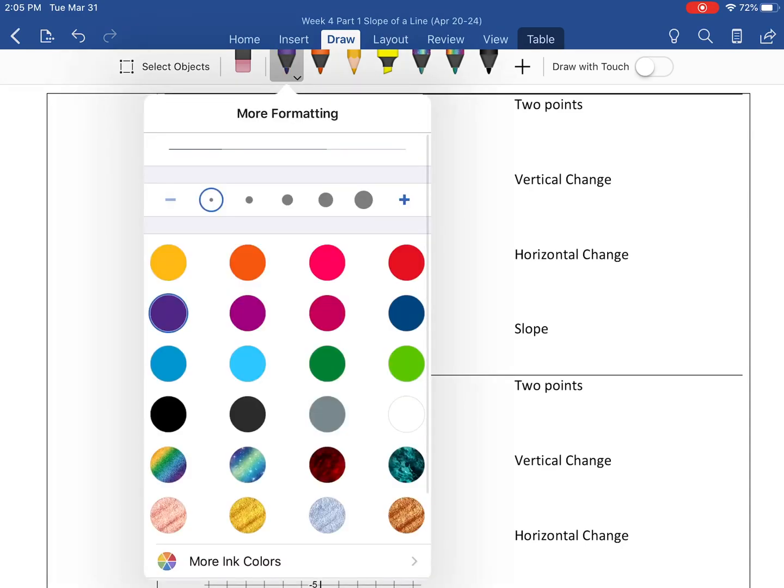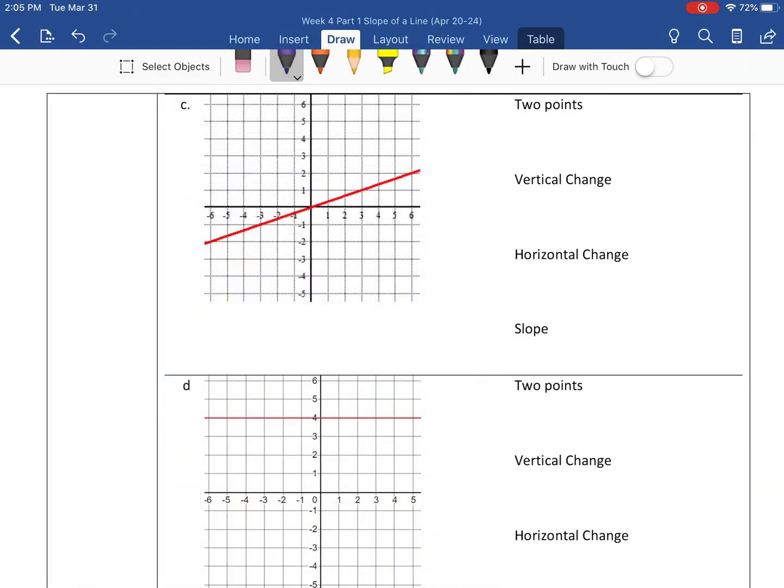It'd be a good idea to pause the video and see if you can figure any of these out for yourself. So again, 2 points, and remember you get to pick. So I'm going to pick the origin, and then I'm going to pick this point 6, 2. You don't have to pick those points. You could have picked 2 other points on this graph. My vertical change looks like we're going up, so we're going up 2. That's our vertical change, and then our horizontal change, we're going over 1, 2, 3, 4, 5, 6. So up 2 over 6.